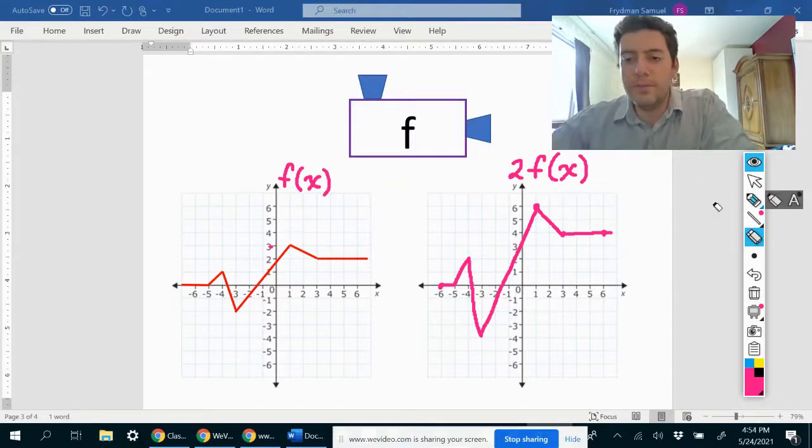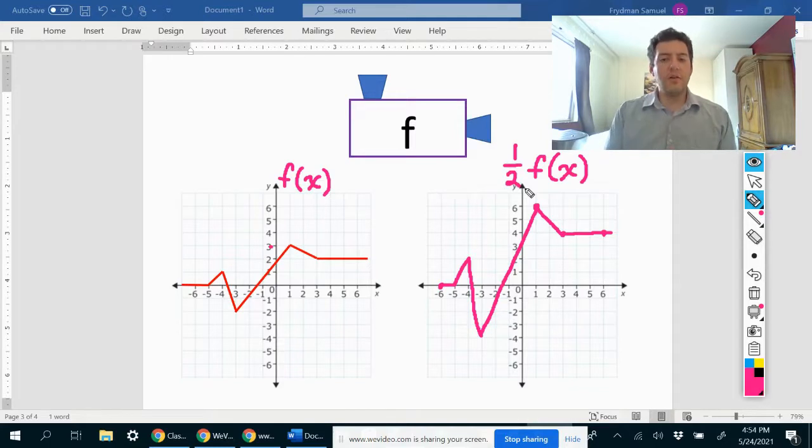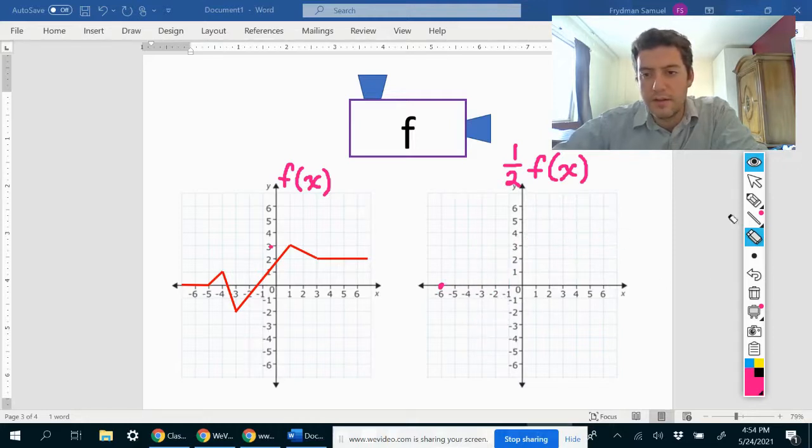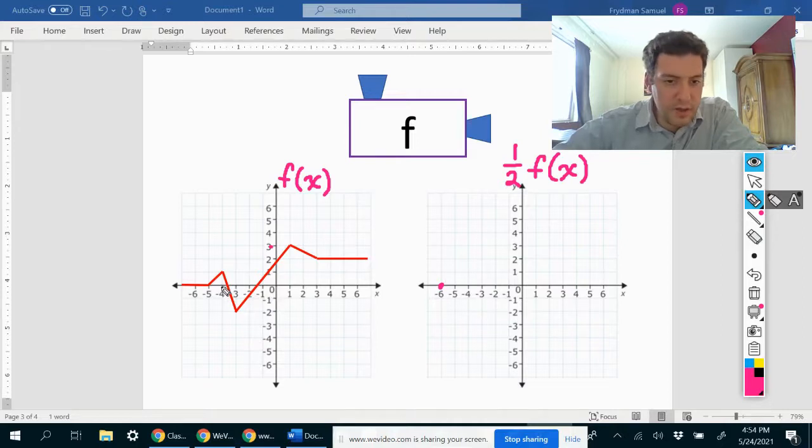Now, what if we had put a half instead of 2? Again, all of the stretching would be vertical, but it wouldn't really be stretching, it would be shrinking. Everything would become half as high, right? Or half as low. The zeros would still stay where they were. So for example, instead of here going up to 1, this would only go up to a half. Instead of going down to -2, this would only reach down to -1.